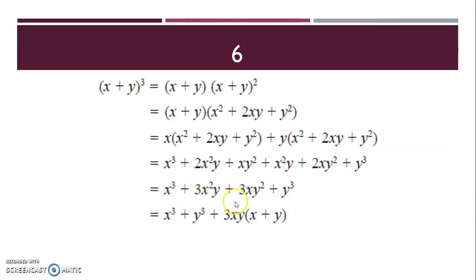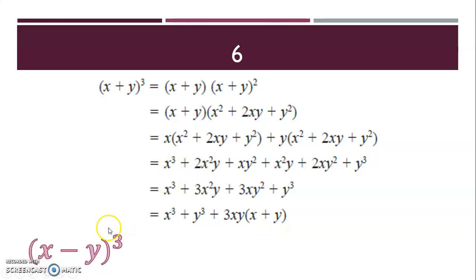So we have x³, y³, and from the middle two terms I can take out 3xy as common, and inside the bracket I'll have x + y as the remaining term. So (x + y)³ would be x³ + y³ + 3xy times (x + y).